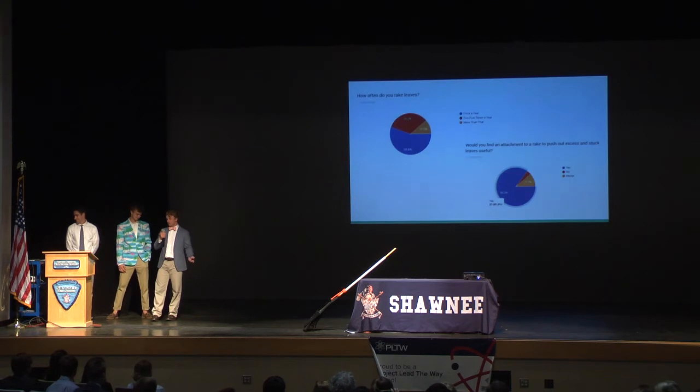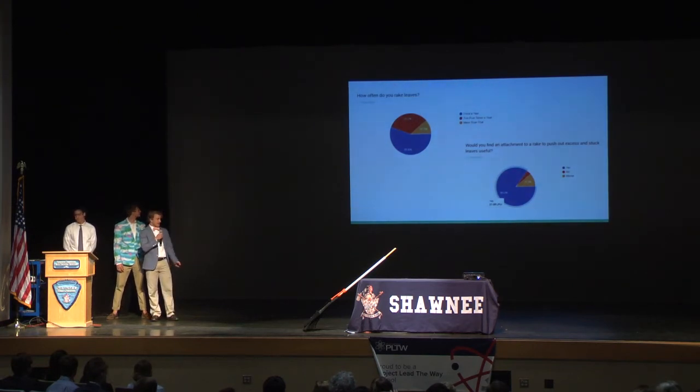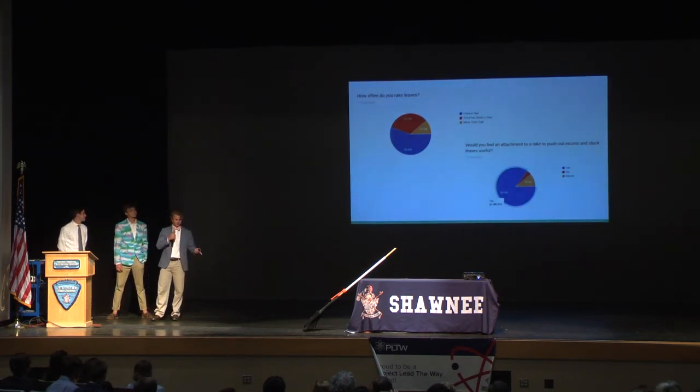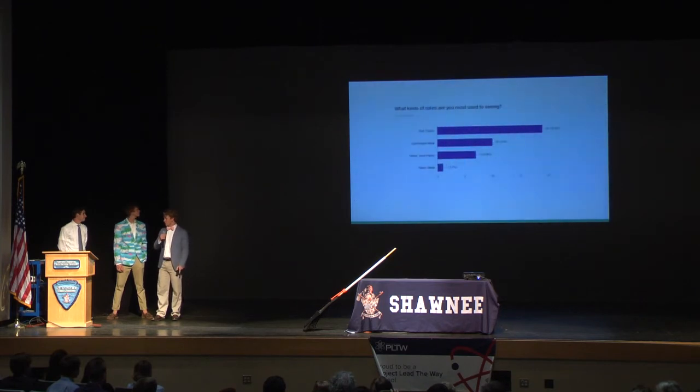And most people did think it would be helpful to have an attachment to push out excessive leaves, which is why we did build our rake. And then we added it to a plastic rake because that would help push leaves, and overwhelmingly people do use plastic rakes more than they had used metal rakes or hard metal rakes, stuff like that.